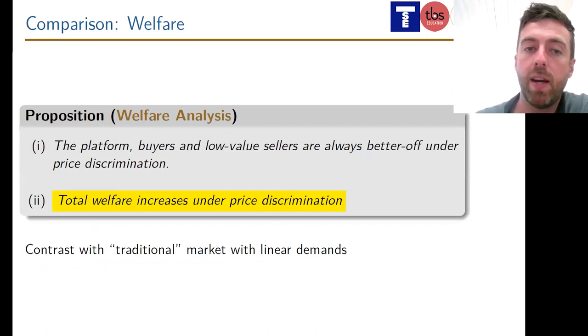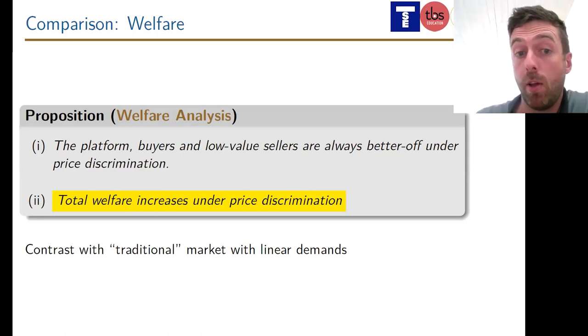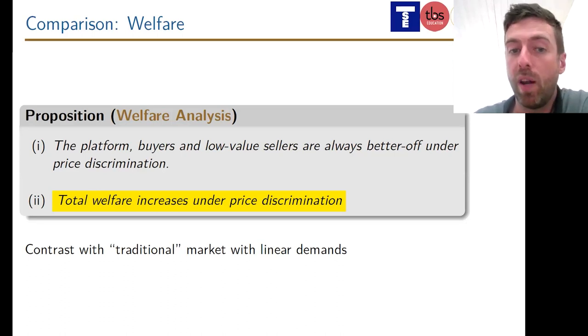Now, in terms of welfare, we can show that, well, the platform is going to be better off. Of course, that's by revealed preference. The buyers are also going to be better off because the participation increases, so they must be better off. And the low value sellers are also always better off with price discrimination. But what we find striking is that total welfare always increases under price discrimination with linear demand.